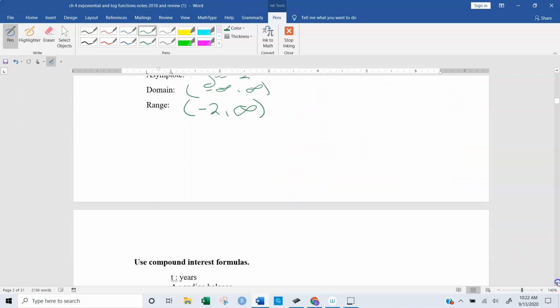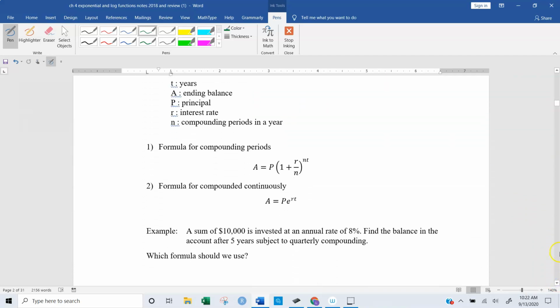All right, let's go here. Compound interest, some of my favorite formulas. All right, T is always years, A is your ending balance, P is your principal, this is where you start, like how much money you start to put in, r is the interest you're earning, and N is compounding periods per year. So if it says semi-annually, it means 2. If it says quarterly, that means 4. If it says monthly, that means 12. Those are the 3 main ones, just so you're aware. Annually is just 1.